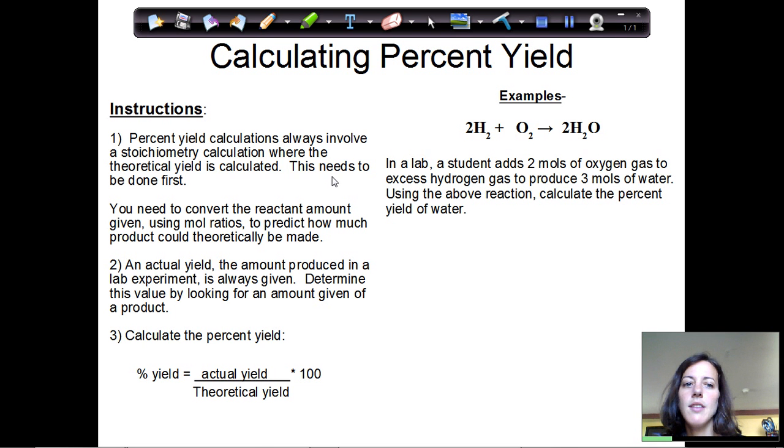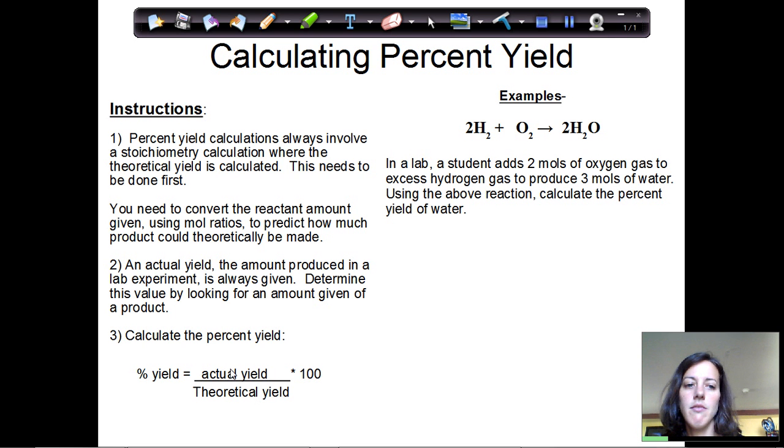So a percent yield calculation, if you're asked to calculate one, is always going to involve a stoichiometry calculation. You need to do the stoichiometry calculation before you can actually calculate the percent yield. So percent yield is just actual yield divided by the theoretical yield. This actual yield is what was made in the lab.